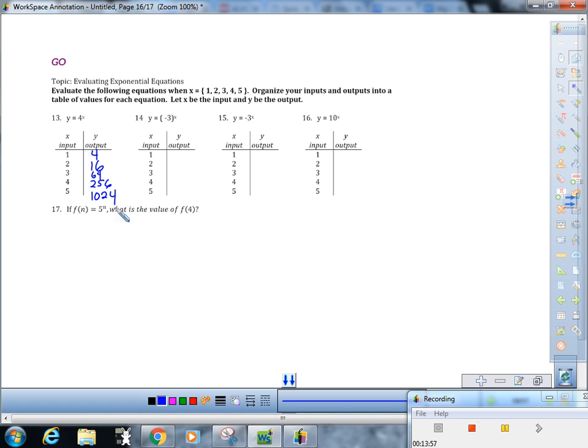Negative 3 to the 1st is negative 3. Negative 3 squared is negative 3 times negative 3. That's a positive 9. Negative 3 cubed will be negative 27. So notice we're multiplying by negative 3 to get from one number to the next number. So negative 27 times negative 3 is positive 81. And negative 3 to the 5th is the same thing as negative 3 times the previous number, and that's going to be negative 243. Okay?